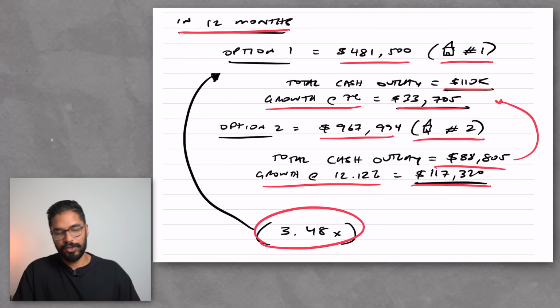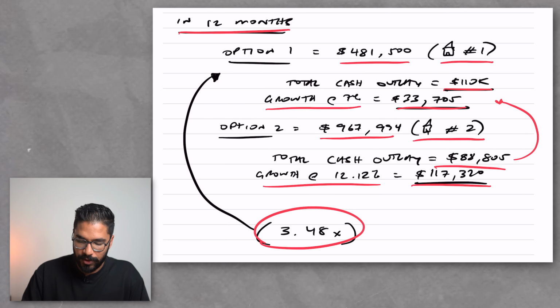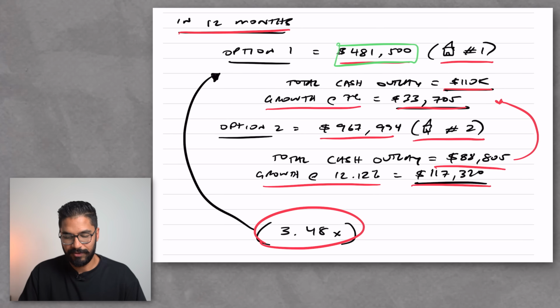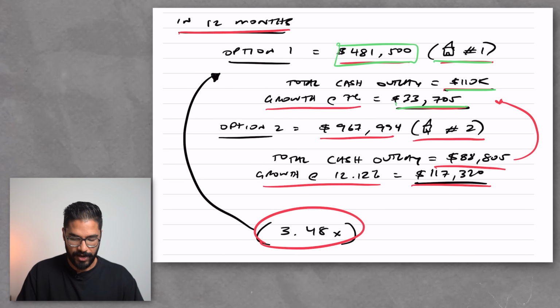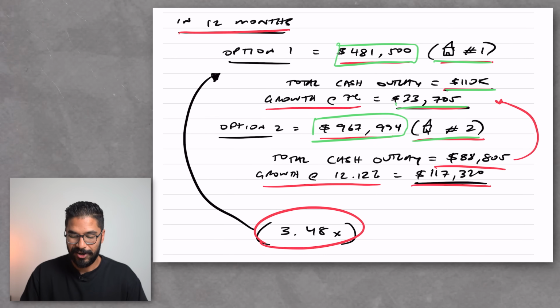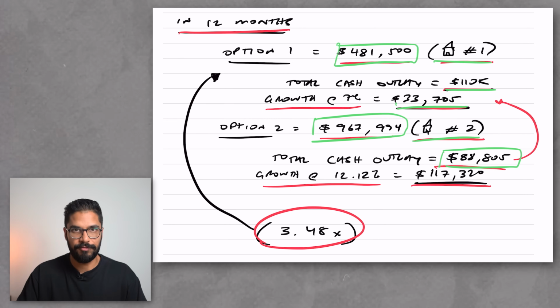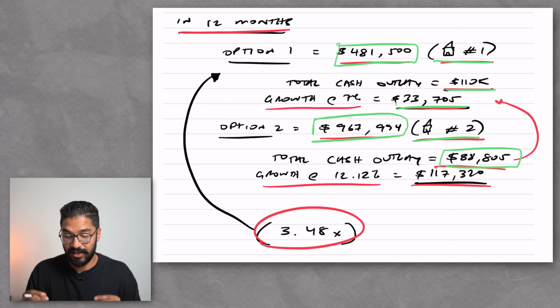So in 12 months with option 1, we have a property that's worth $481,500. We only have one property. Now, the total outlay is $110,000 and the growth is about $33,705. If we go with option 2, we're probably in a position where we own 2 properties worth a total of about $967,000. Our total cash outlay is only $88,805. That's the cash that we've saved up ourselves.